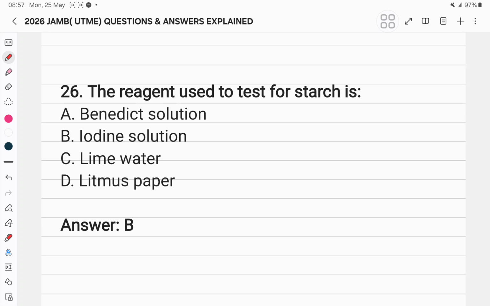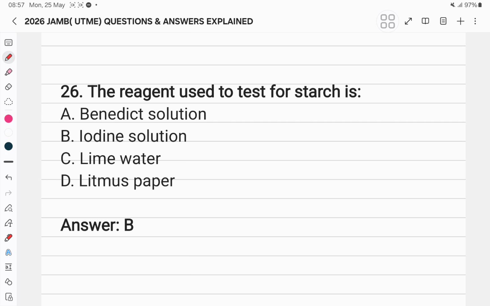For starch, to test for the presence or absence of starch, we use iodine solution. If starch is present in a substance, on adding the iodine drops, it turns blue-black, or dark blue coloration. That is confirming that there is starch present in that substance. So iodine is a confirmatory reagent used for the test of starch in substances.